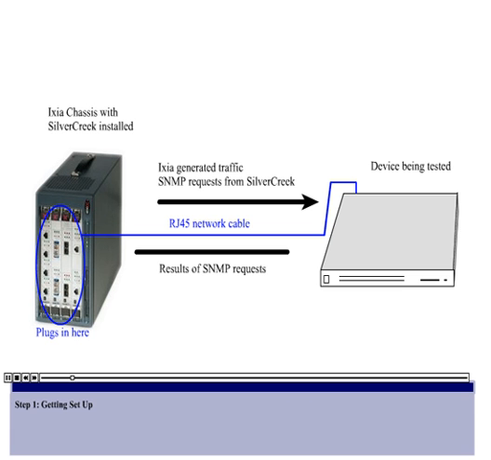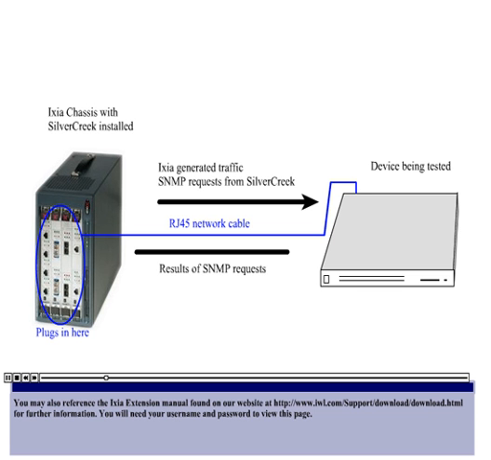Step 1. Getting set up. It is recommended that you install SilverCreek on the IXIA 400 or IXIA 1600 chassis and use its pre-installed IXIA software. If you can't install and use SilverCreek on the IXIA chassis, you must install the IXIA client software on a computer that has a copy of SilverCreek. Please refer to IXIA's user guide on how to install the IXIA Tickle client. You may also reference the IXIA extension manual found on our website at the following link for further information. You will need your username and password to view this page.